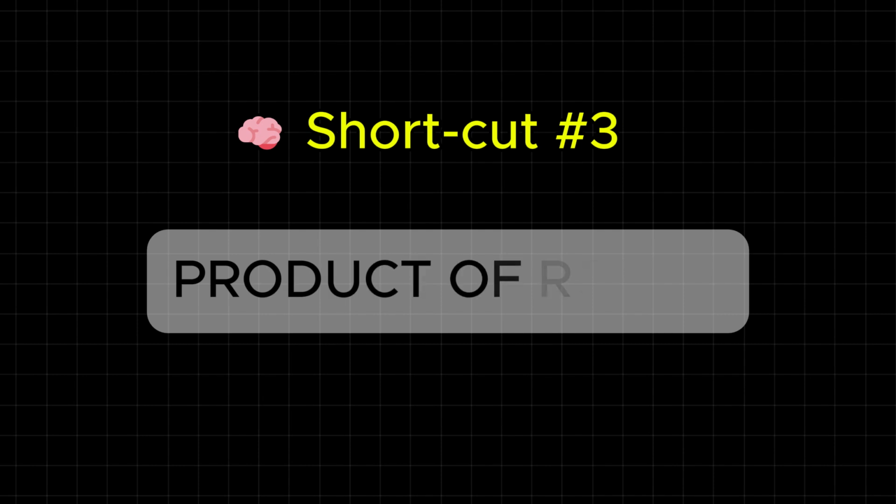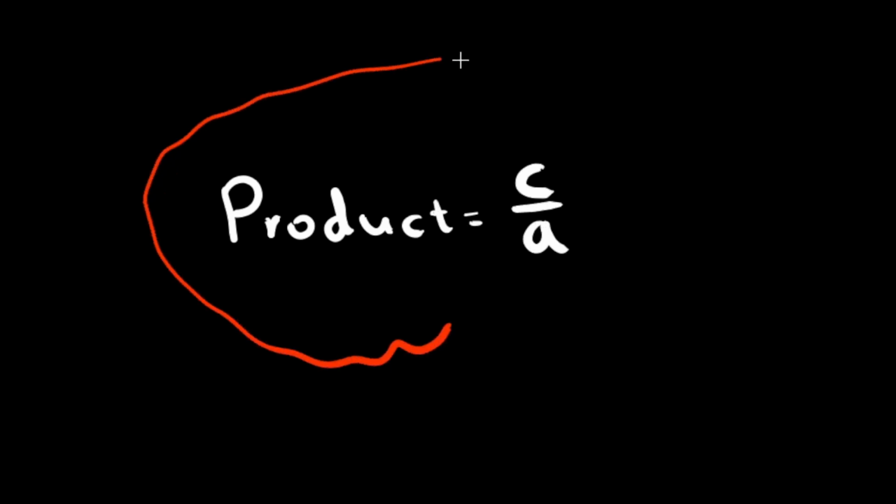Shortcut number 3, finding the product of the solutions. Just like the sum, you can find the product instantly without doing heavy math. The formula is product equals c over a. Let's jump into the board and look at the calculation.